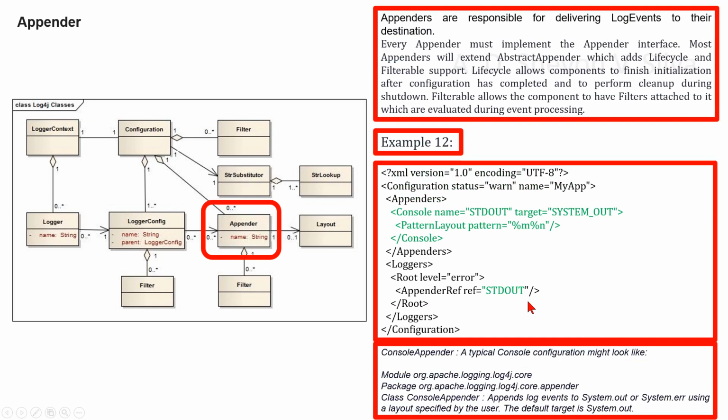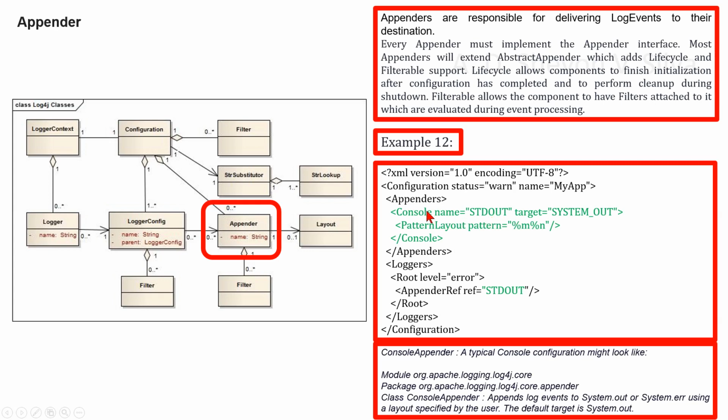Now we are considering console appender. Typical console configuration might look like here. The class ConsoleAppender in package org.apache.logging.log4j.core.appender in module log4j-core appends log events to System.out or System.err using the layout specified by the user. The default target is System.out.